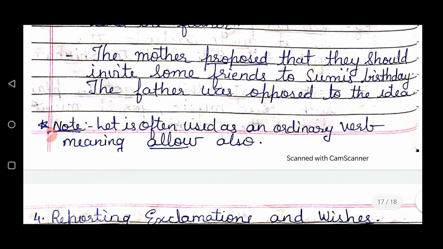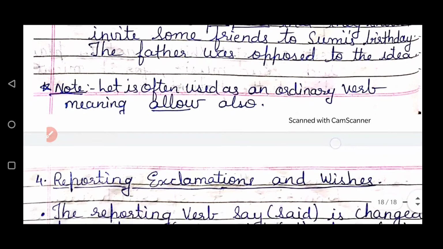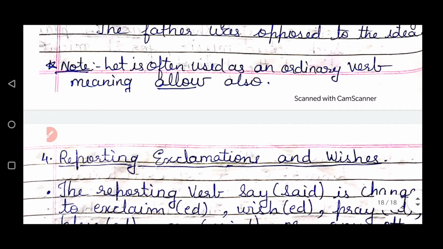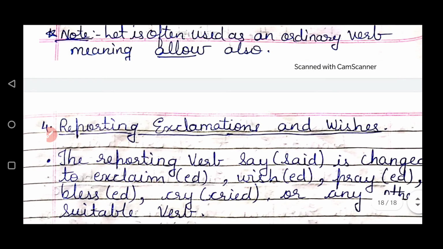Now let is often used as an ordinary verb meaning allow also. कई बार let का मतलब होता है कुछ allow करना भी. Let us in, please allow us in, right? ये ऐसे भी हम कर सकते हैं.